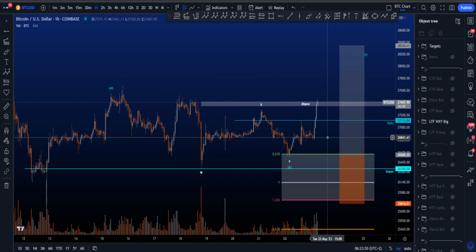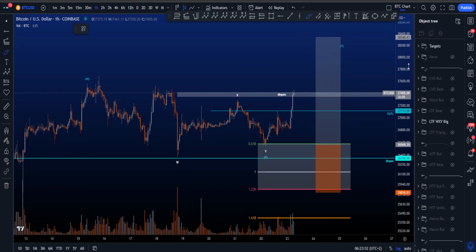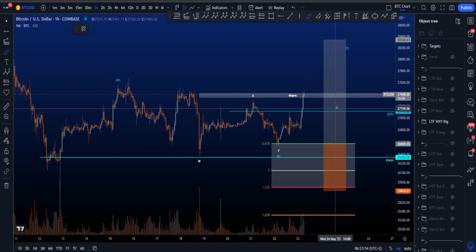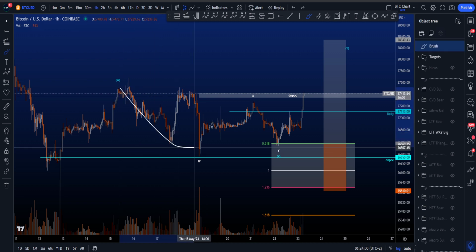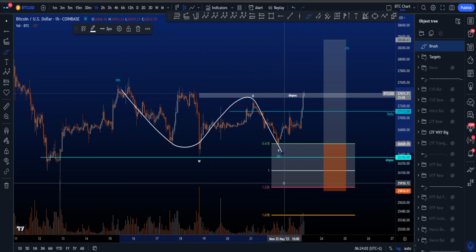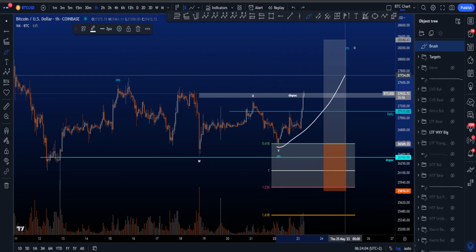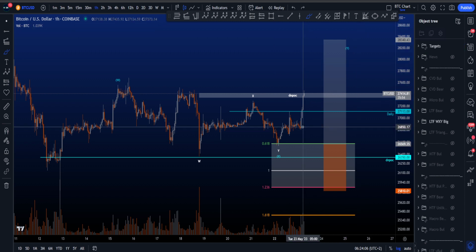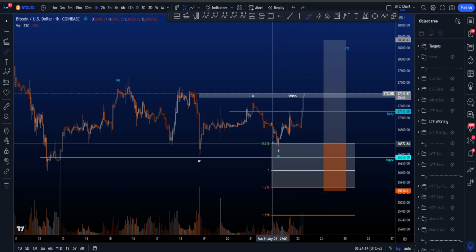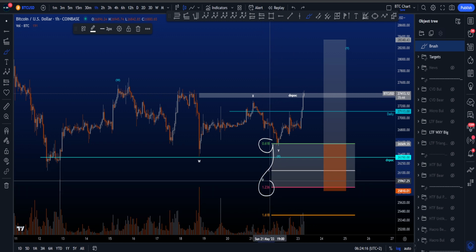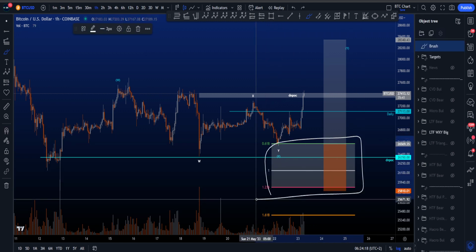If we then go to the scenario we have been looking at on this channel over here, we have been looking at a WXY scenario instead, which means it's a three-wave structure in wave W, followed by a three-wave structure in a wave X, and then eventually we're looking for upside in a wave Y. This is the preferred scenario, but we were looking for upside and not downside. Now in this scenario, the most common target over here for the white wave Y is between the 0.618 and the 1.236. Relatively big target box.